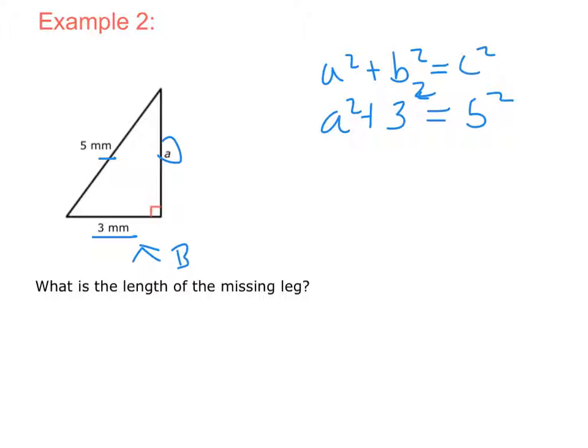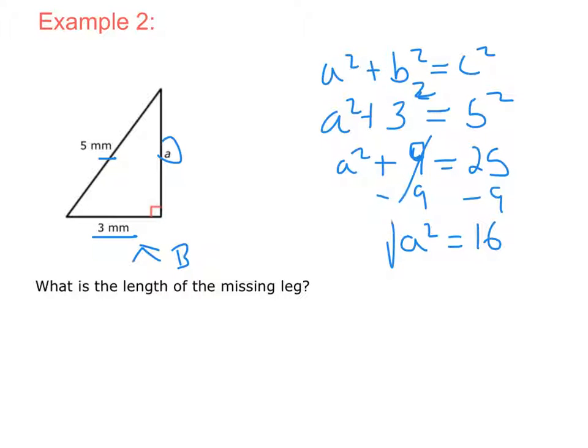And then again, we just need to start doing a little arithmetic here and solve the equation for A. So A squared stays A squared. 3 squared is 9. And 5 squared is 25. Just got to do a little bit more algebra here to get A by itself. We'll subtract 9 from both sides. And from that we'll get A squared, because these cancel, equals 16. And then again, we need to square root both sides, and we get A equals 4. And that's our solution for the missing leg.